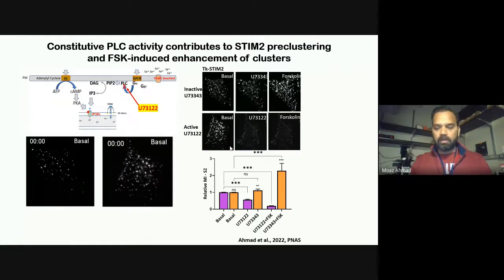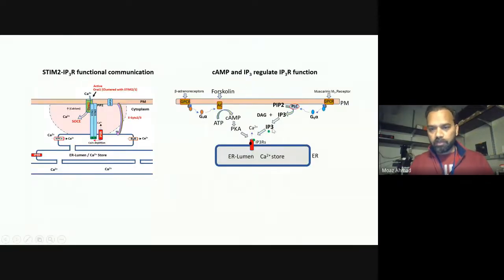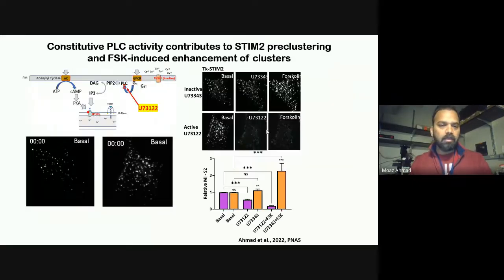So what we did, we wanted to know what happens to the STIM2 clustering if we block these two pathways individually. Although Indu has mentioned this in her talk, I will go into detail. We aim to block this PLC using the U73122 compound. So we use both the active and inactive compound.